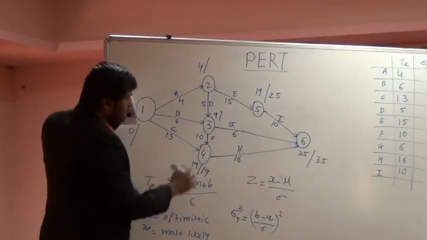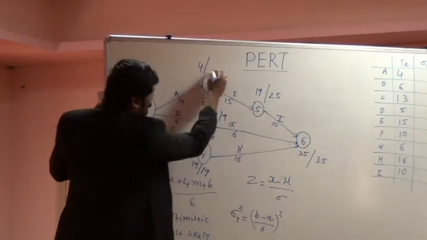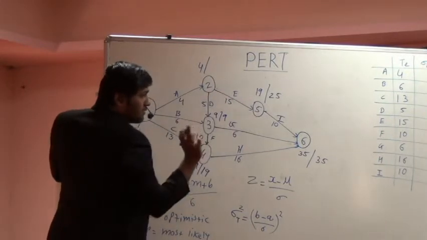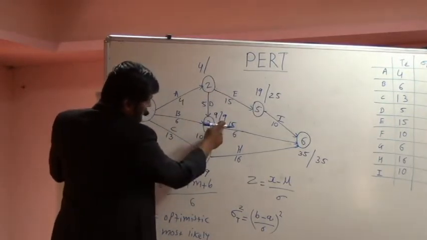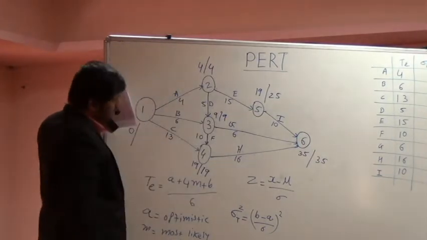So 9 is minimum. So I'll write down 9 over here. Then 25 minus 15, 10. Again there are two arrows going out, so I'll write the minimum one. So I'll check the other option. 9 minus 5 is 4. So I'll write 4 because it is minimum out of 2.